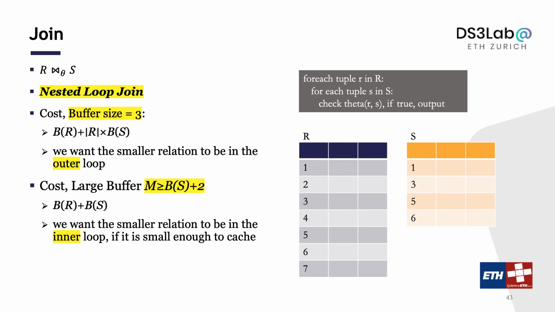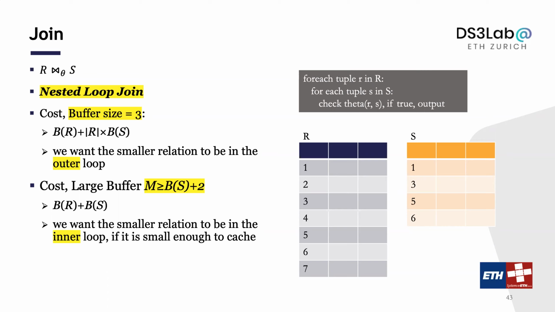Okay. So which one do you want to put in the inner loop? When you have a very, very large buffer, you actually want to put the smaller relation in the inner loop to make sure you can fully cache it. So as you can see, the join order that you like is not only a function of the relation itself, but also how large the buffer is. When you have a very, very small buffer, when you only have 3 pages, you want to put the smaller relation in the outer loop.